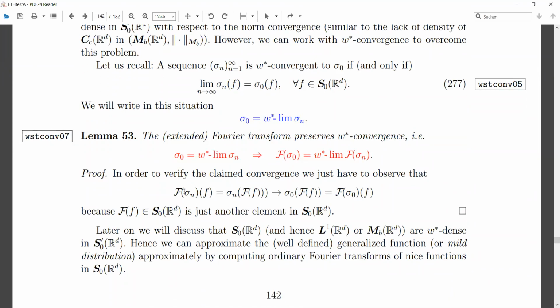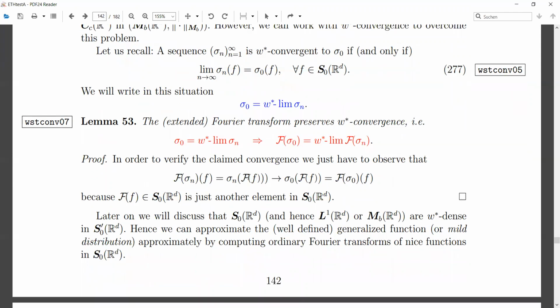Okay, and the proof is just a one-line proof. What is F of sigma_n applied to f? It's just sigma_n applied to the Fourier transform of f. What is this? Well, this is just one of the possible elements of S0 due to the Fourier invariance of S0, so you see how important that is. By definition, for every element, you fix that element, this goes for n to infinity to sigma_0 of the element, but then you write it back to the extended Fourier transform at 0 of f. So this is quite easy and quite clear.